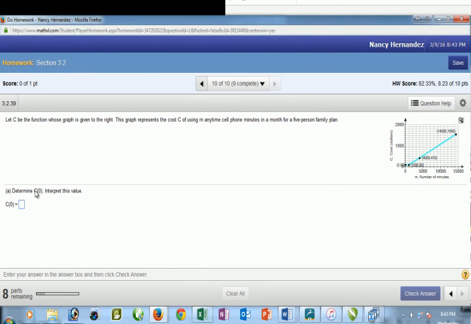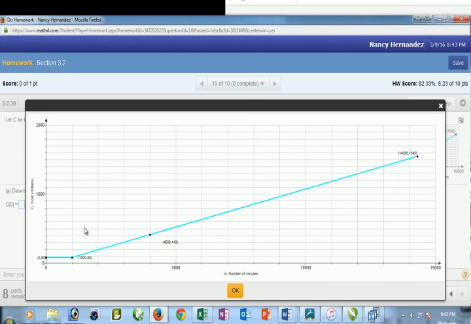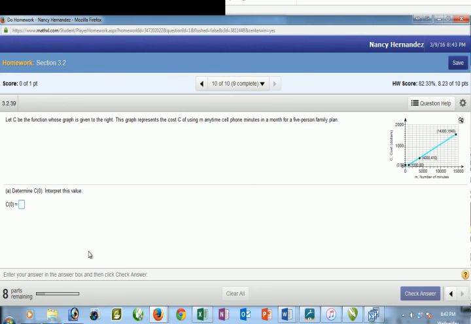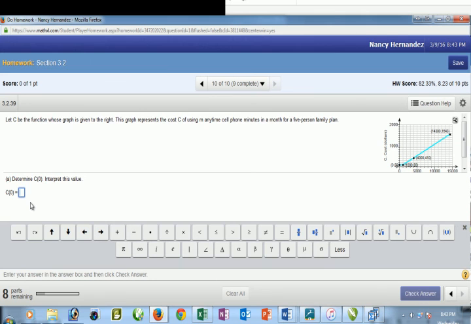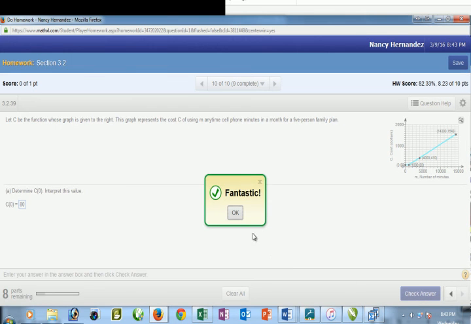C of 0. What's my X? 0. When X is 0, what's the Y? They're asking for the Y-intercept too, right? Isn't it 80? Cool. So you're just typing in numbers. This is 80. It's going to ask for 7 more pieces.